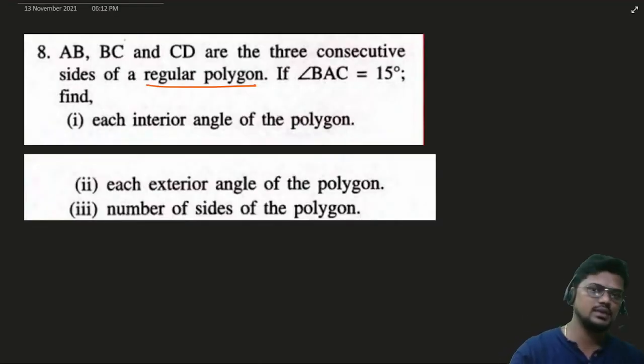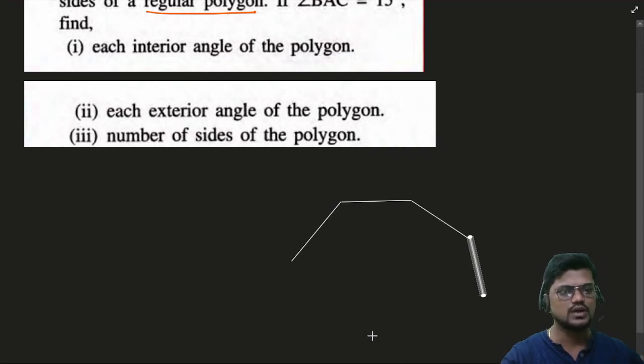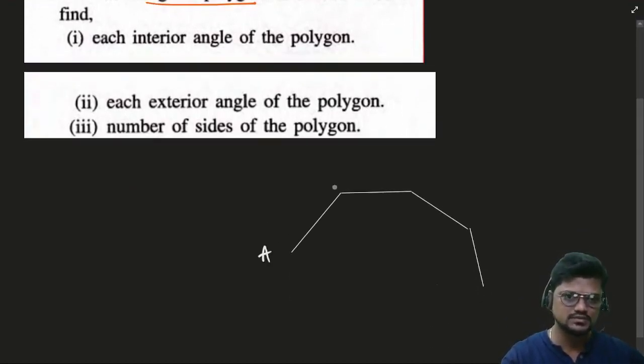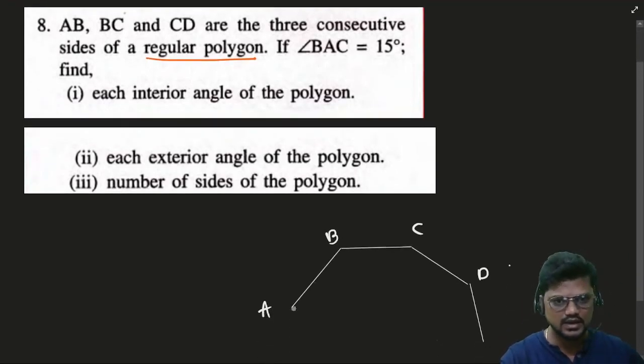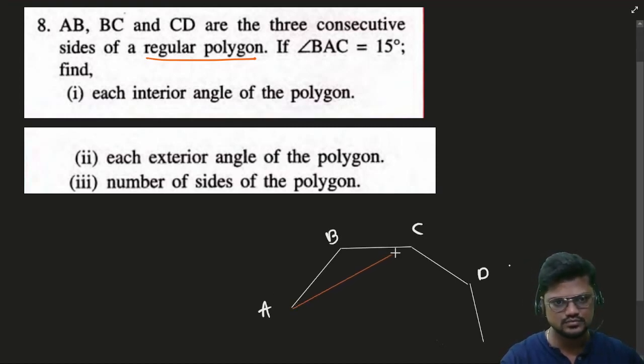Over here, AB, BC and CD are three consecutive sides of a regular polygon. Now, if angle BAC is 15, find each interior angle of the polygon. Okay, let me draw this. If this is that polygon, I don't know the total number of sides. What did they give? AB, BC and CD are the three consecutive sides of a regular polygon. If angle BAC, so I will have to draw this line. Angle BAC is how much? 15 degree.